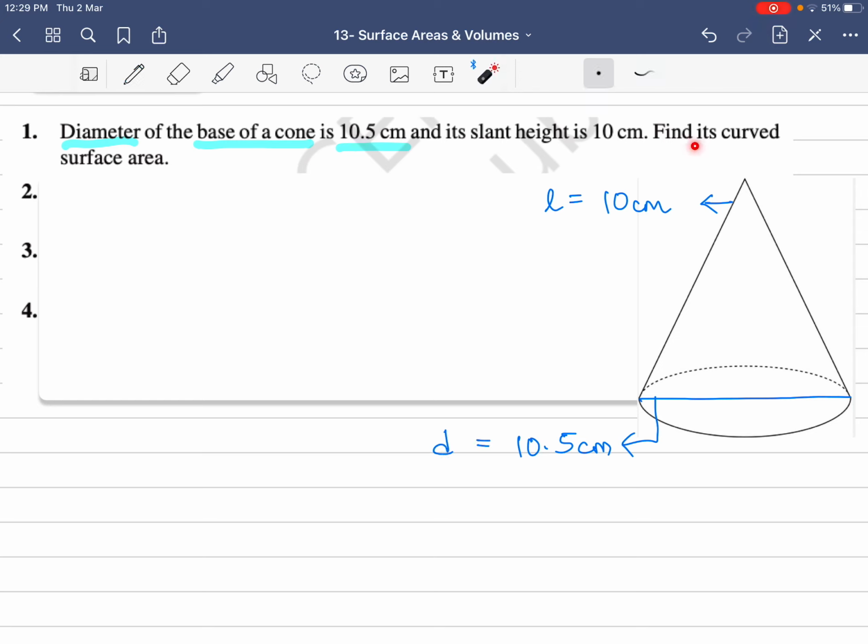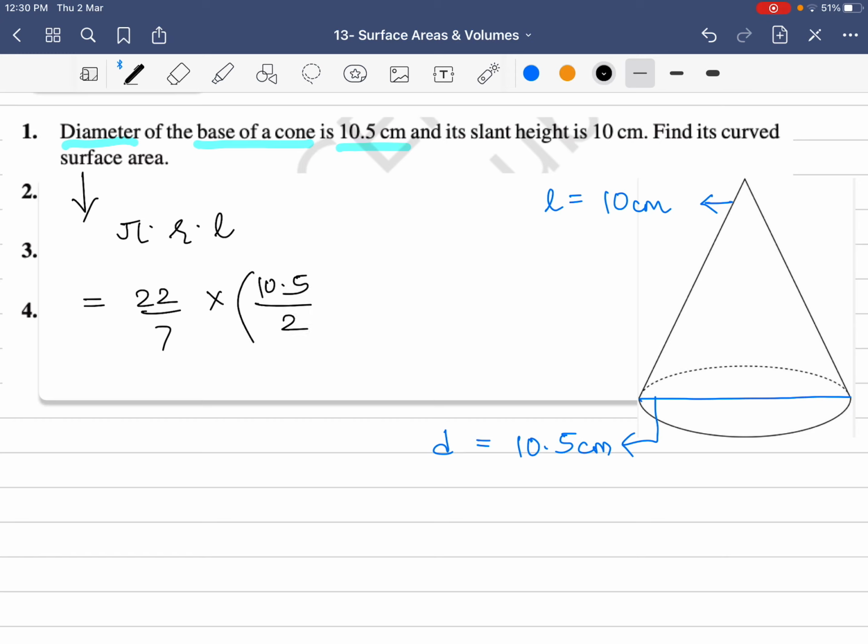Now we want to find the curved surface area. So first of all, what is the formula to find the curved surface area of a right circular cone? That is equal to pi into R into L. Okay, quite simple. This is the formula to find the curved surface area. Now we have the value of R. Yes, from diameter we can calculate the value of R. It's half of diameter. We have the value of L, which is 10 centimeter. So let's substitute this. So that will be equal to pi, let's take pi as 22 by 7, into radius will be 10.5 divided by 2, diameter divided by 2, into L is given to be 10 centimeter.